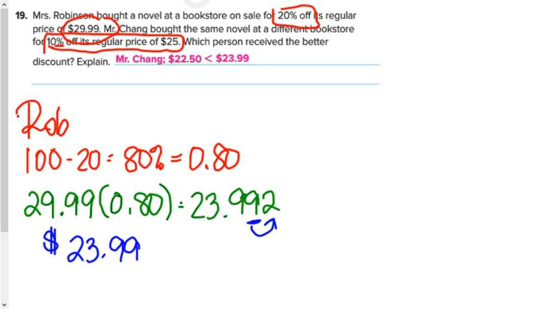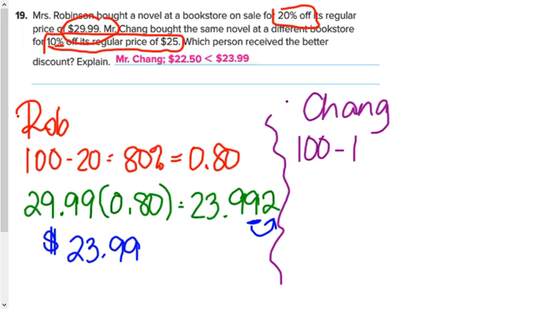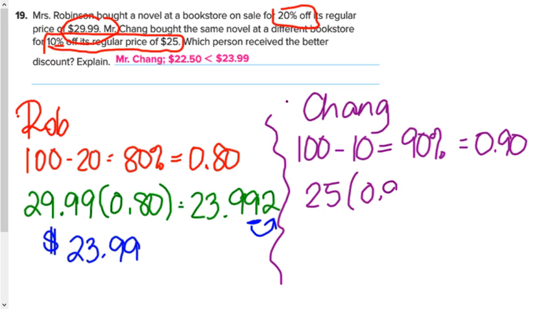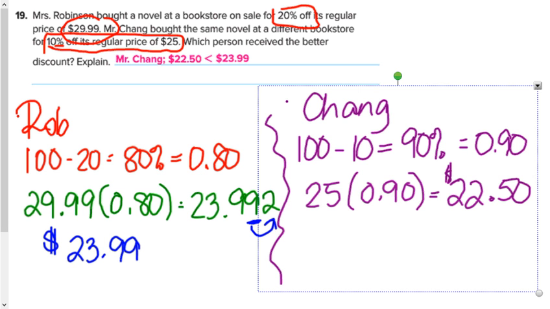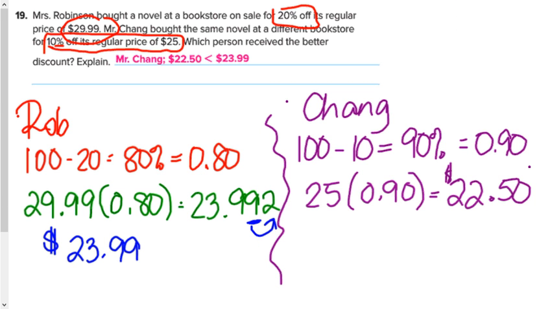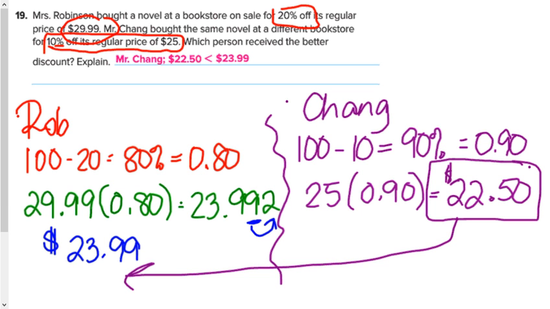So that's for Mrs. Robinson. Now for Mr. Chang, he pays 10% off. So if we take off that 10%, that's 90%. Again, that's going to equal 0.90. So he's going to pay 90% of $25. Okay, when we multiply that out, we get $22.50. So we can see here that Mr. Chang gets a better discount because his price is cheaper than this price over here.